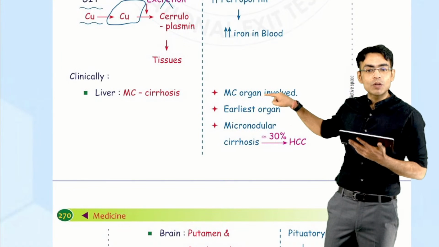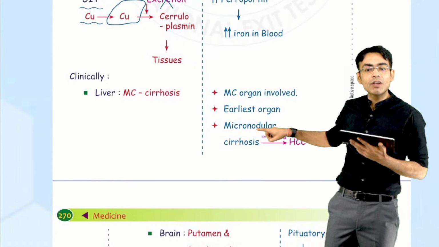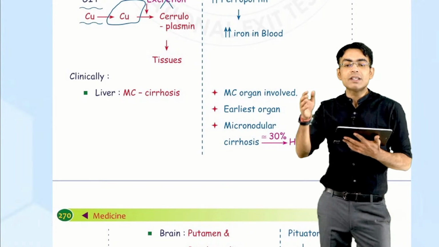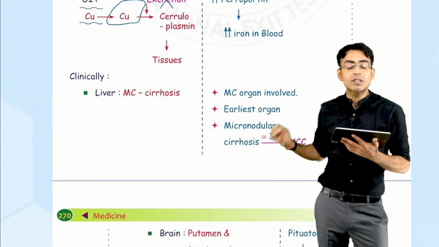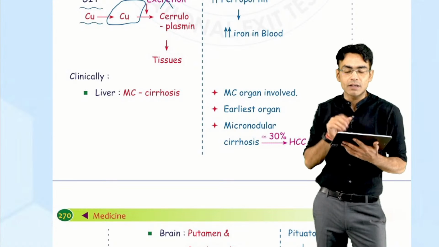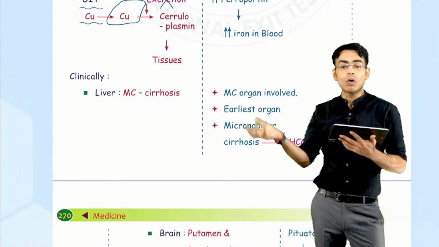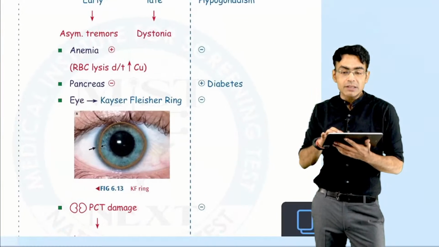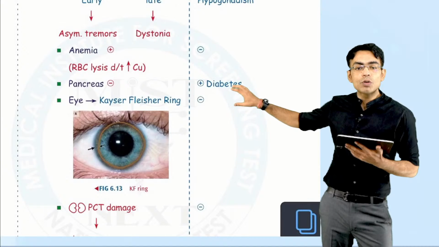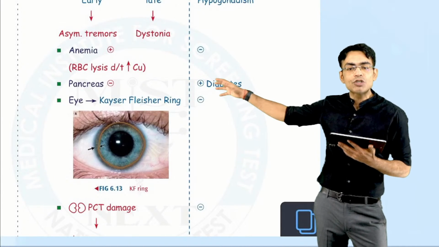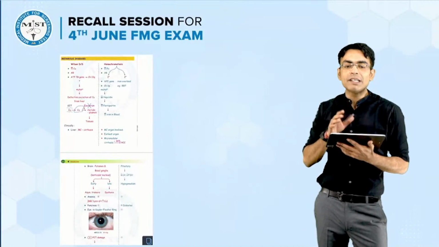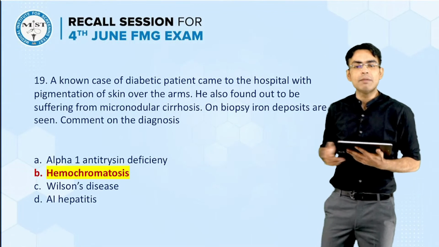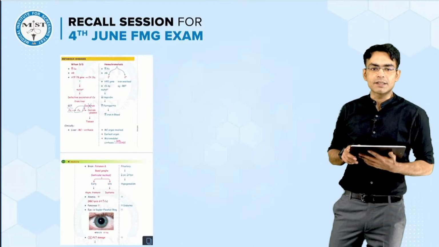Number one, in hemochromatosis. And what kind of cirrhosis will it give you? Micronodular cirrhosis in hemochromatosis, whereas Wilson's would give you macronodular cirrhosis. Hemochromatosis gives you micronodular cirrhosis. They have already mentioned that iron deposits are seen, and that the patient is diabetic. Again, in hemochromatosis you have pancreas involvement, and it leads to diabetes development in the patient. So again, this is a direct question which came from hemochromatosis, which we have done in the classes.